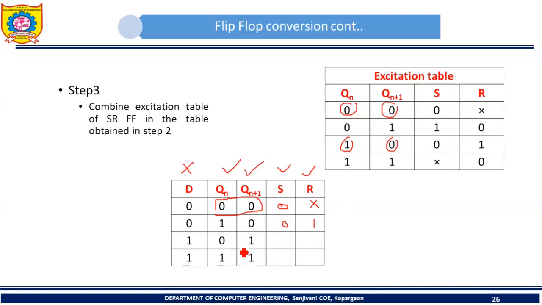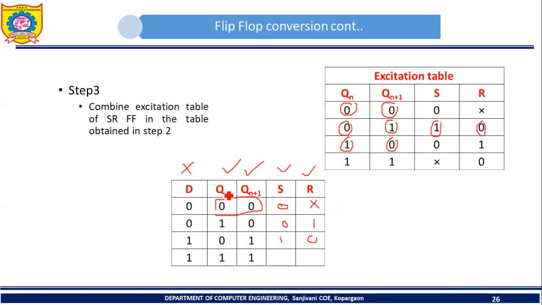Then consider the next row. Here the present state is 0, next state is 1. So we have present state 0, and we want the next state of the SR flip-flop as 1. So what should be the input? The input should be S equal to 1 and R equal to 0. So S is 1 and R is 0. Now consider the last row.